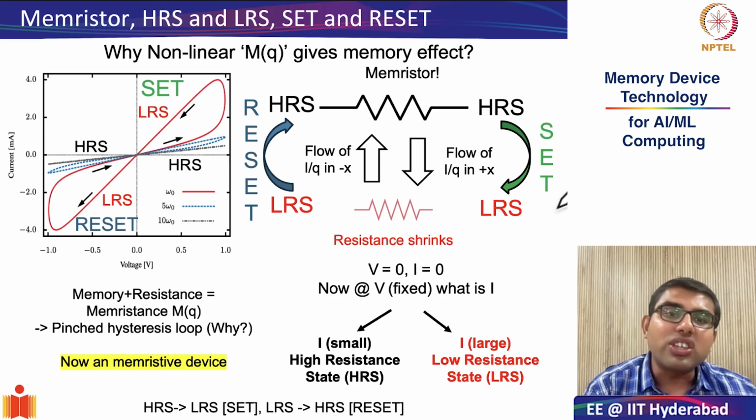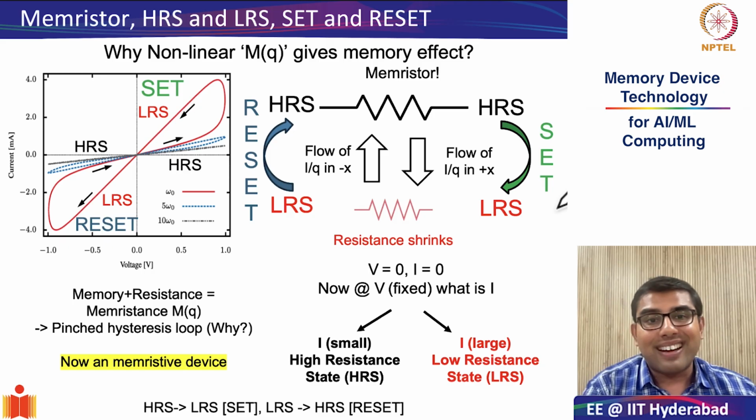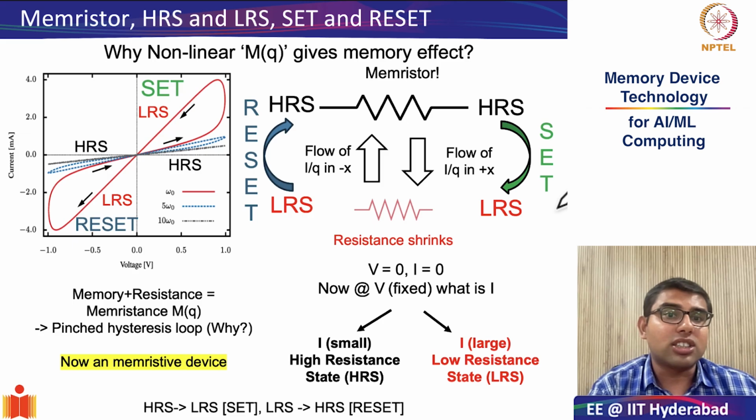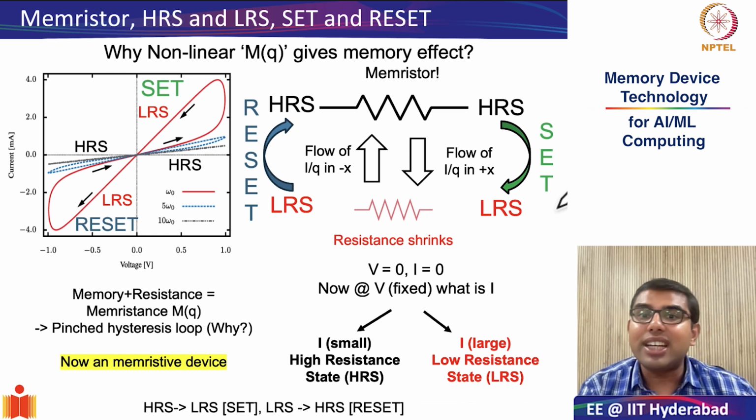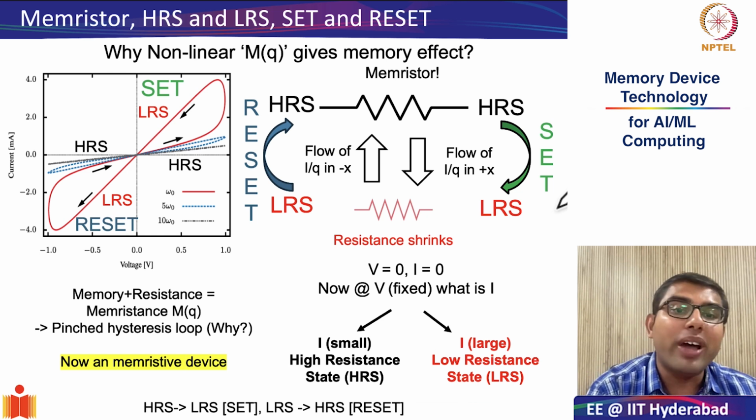Okay, with this, let us conclude our class, and in the next class, we will begin our study with a very interesting question. What is the mechanism through which a material goes from HRS to LRS and LRS to HRS? And how can a material do it repeatably?